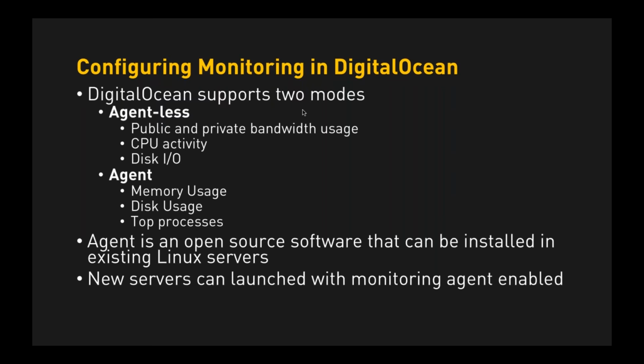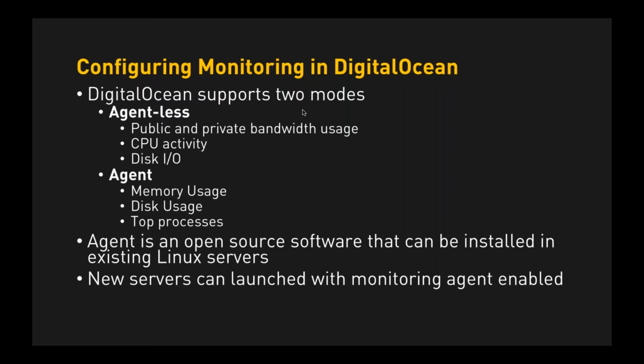So it gives you insights into bandwidth consumption of public and private network, and of course CPU activity and the disk IO. Obviously, you cannot get top processes because there is nothing running inside the VM to report some of those metrics. So basically, DigitalOcean monitors at the hypervisor level and filters them on your droplet related metrics and surfaces them at the portal.